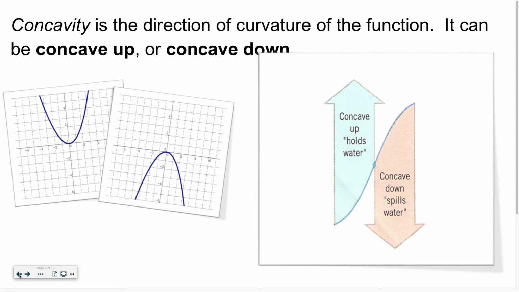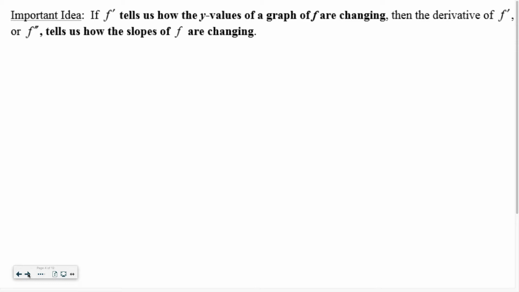Okay, so that's why I had you describe our slopes are getting bigger, our slopes are getting smaller. That is you talking about the second derivative. How are the slopes changing? Okay. So if you want to make a little note to yourself that f double prime means how are the slopes changing, that might be a good idea.